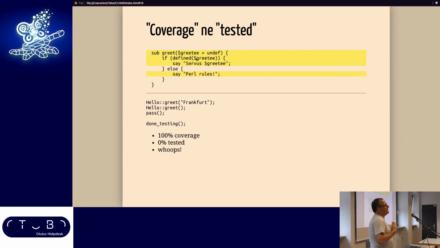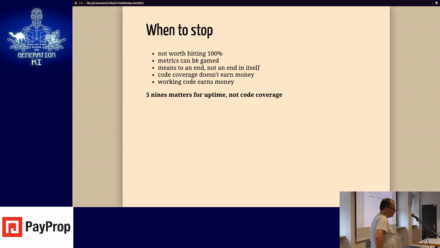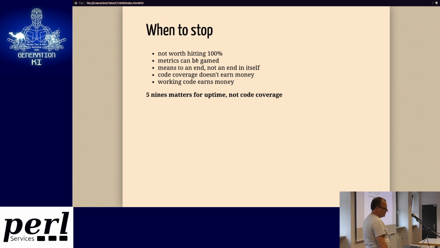So coverage is a means to an end. It doesn't tell you for sure your tests actually test whether the result's correct, but it helps. So the question is kind of when to stop. It's not worth hitting 100% coverage. I mean, you can, but don't make it an absolute goal. Your metrics can be gamed, as I tried to show in that last slide. I got 100% coverage and no useful tests. It is a means to an end, not an end in itself. And code coverage does not earn you money. Working code earns you money. So 5 nines matters for uptime, not for code coverage.